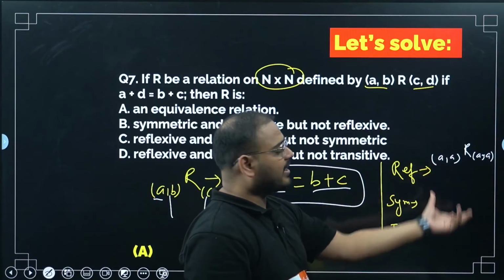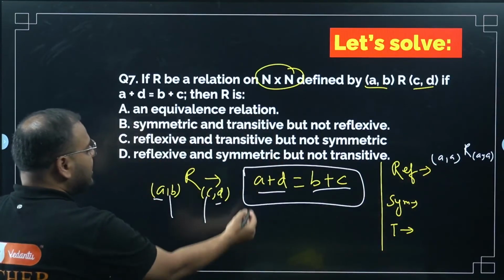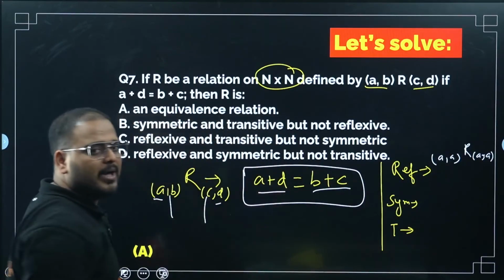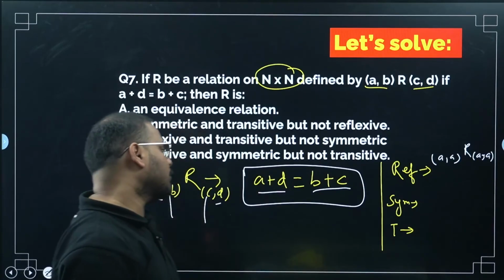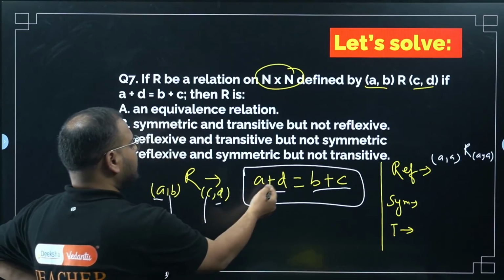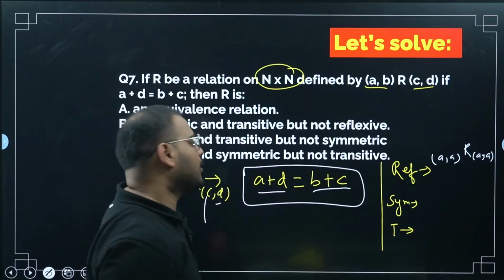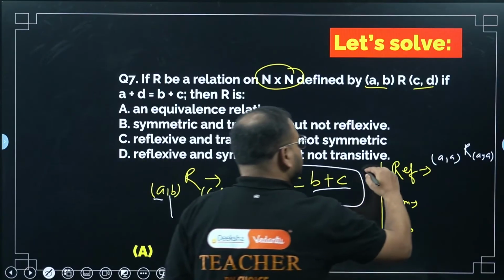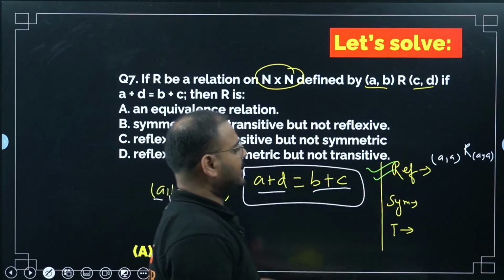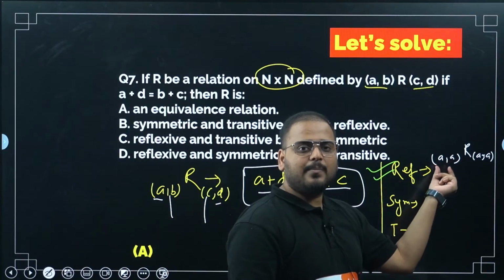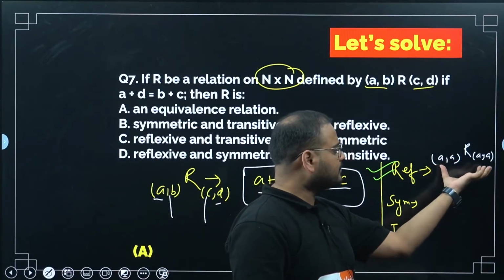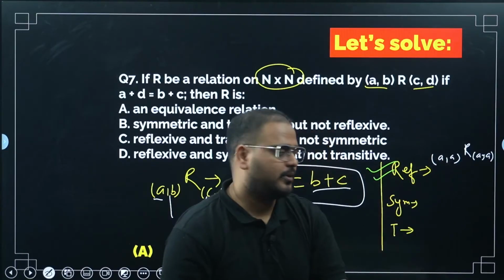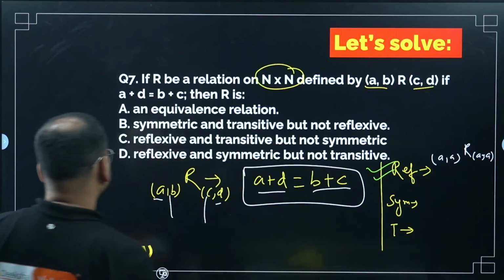A comma A, R, A comma A. This will be true, no? A comma A means A plus A and A plus A. A plus A is 2A and A plus A is again 2A. So if you take the outer ones, A plus A, 2A, and the inner ones, A plus A, 2A. So reflexive is true. I hope this is clear.